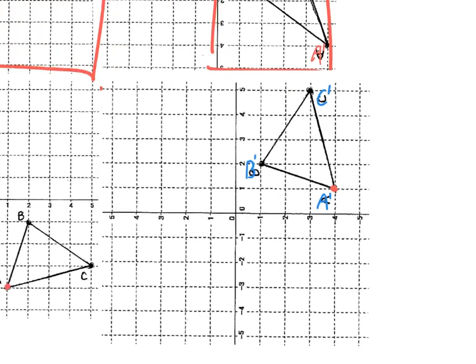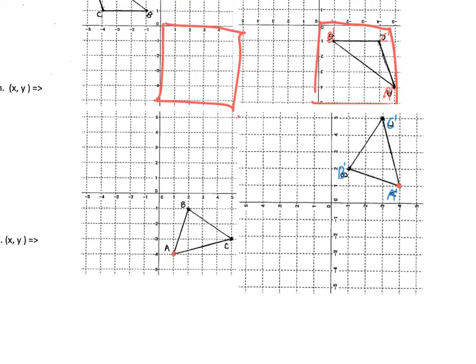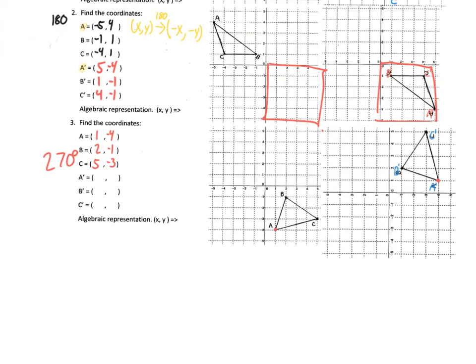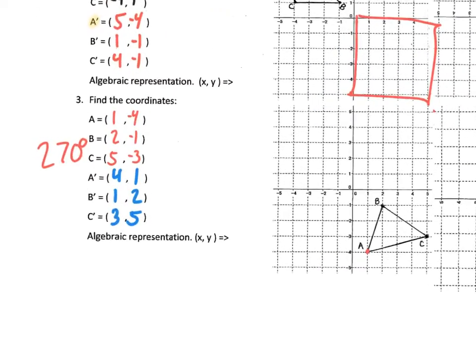And I'm going to read this just as if the coordinates were set up right. So for A prime, I have to go over 4, up 1. So that's 4, 1. B prime, I have to go over 1, up 2. C prime, I have to go over 3 and up 5. So 3, 5.